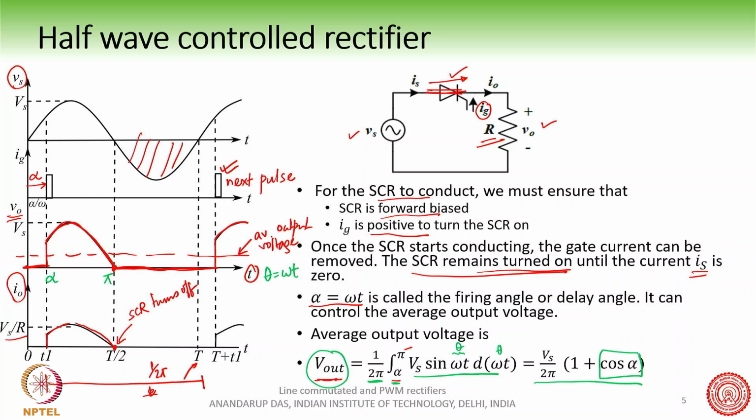So if we use an alpha equal to 0 degrees, we get the same performance as a diode rectifier. And when 0 is less than alpha less than pi, if alpha is increasing up to pi, then we do not get any voltage output, right? So the average output voltage will be 0.